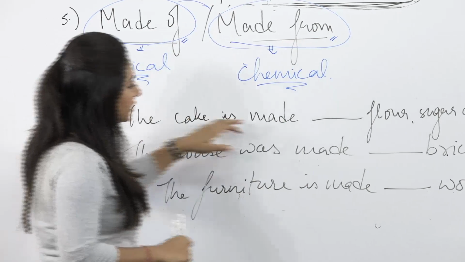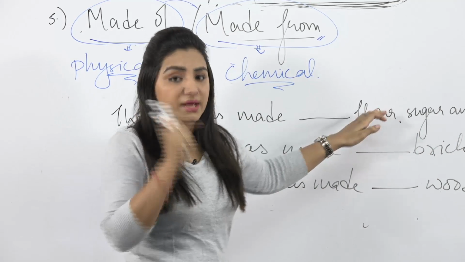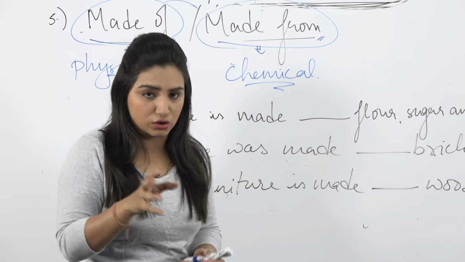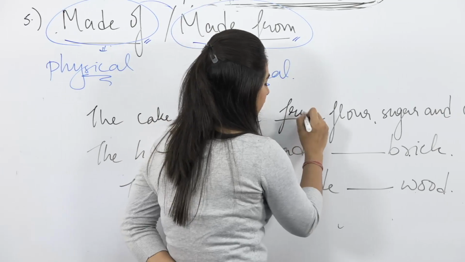Now the cake is made dash flour, sugar and cream. These all are mixed. एक साथ mix कर दिए जाते हैं. क्या बनने के बाद? Can you take them out? क्या आप उसको अलग कर सकते हो? नहीं कर सकते. What we'll write is made from here.